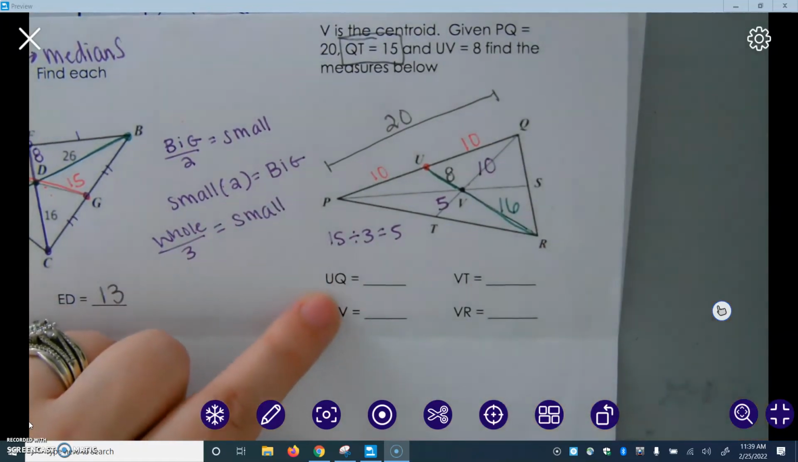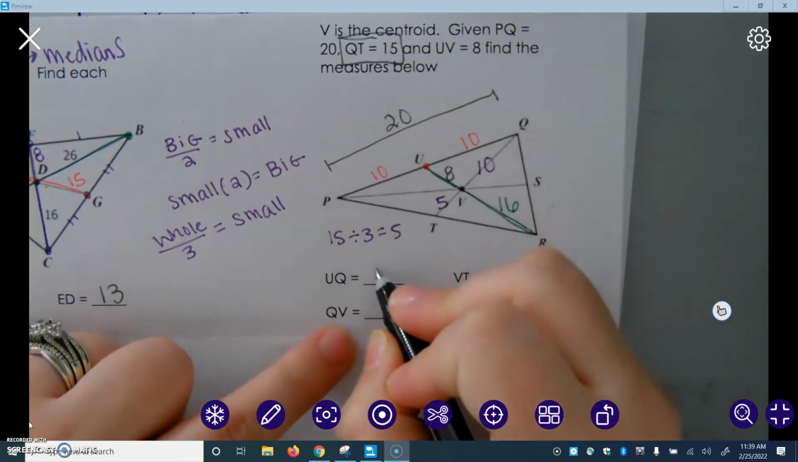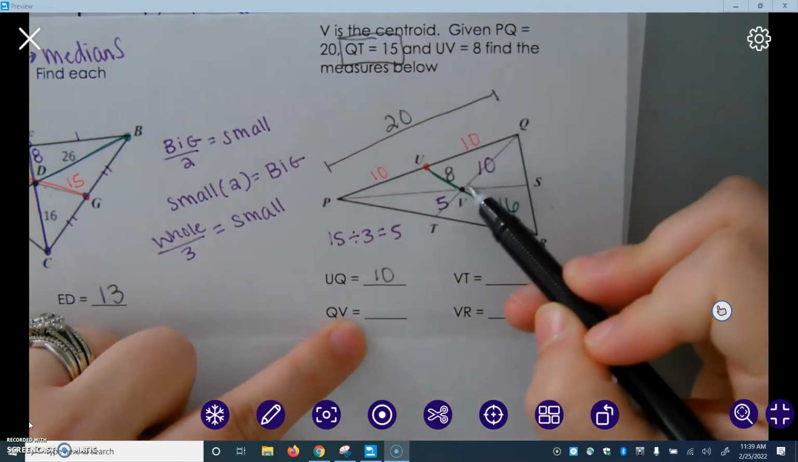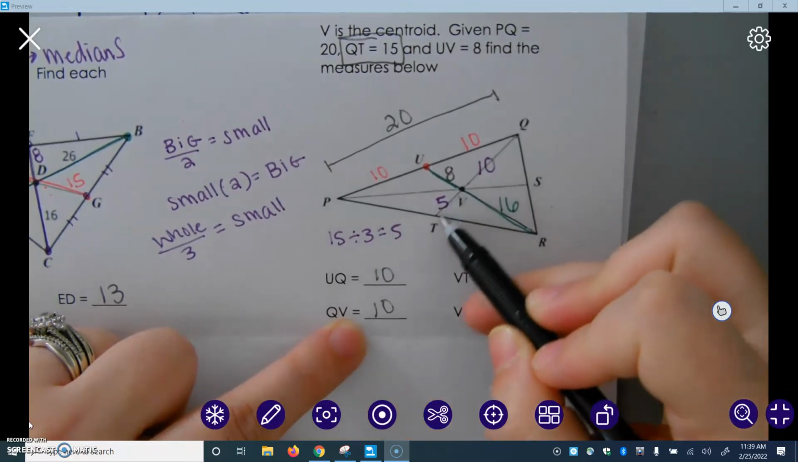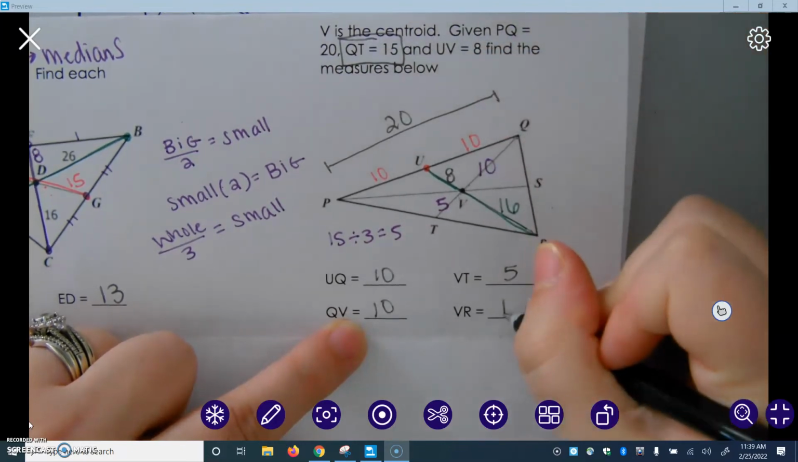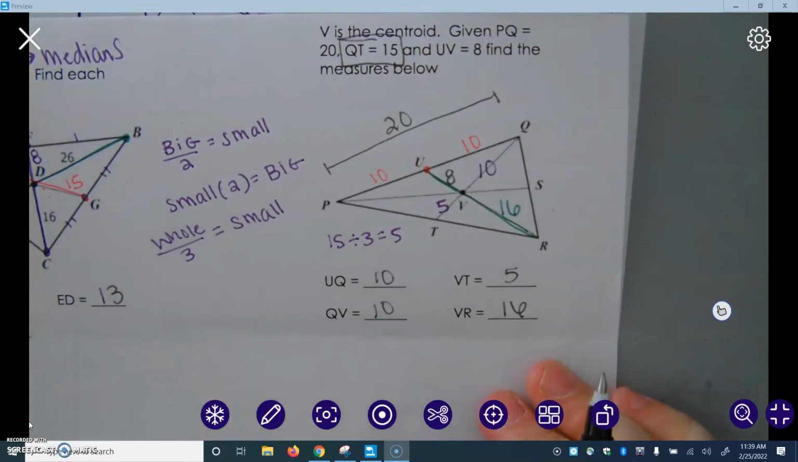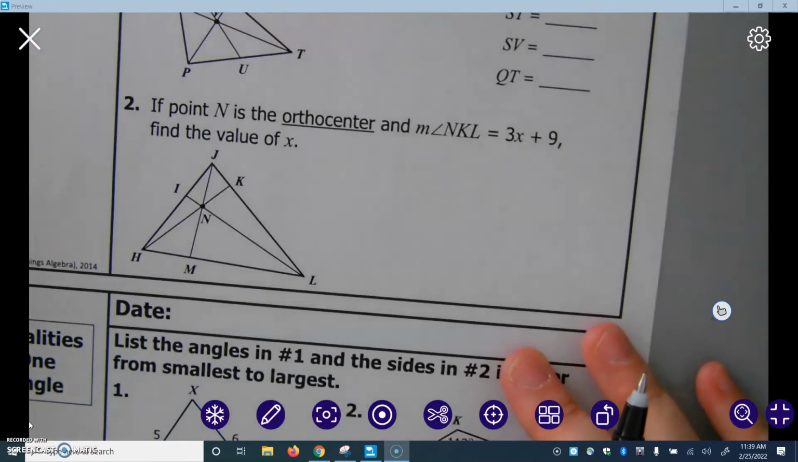So let's answer the questions. UQ is that side, so that's 10. QV is 10. VT is 5. And VR is 16. All right, let's look at one more example together and then your practice problems for your redo.